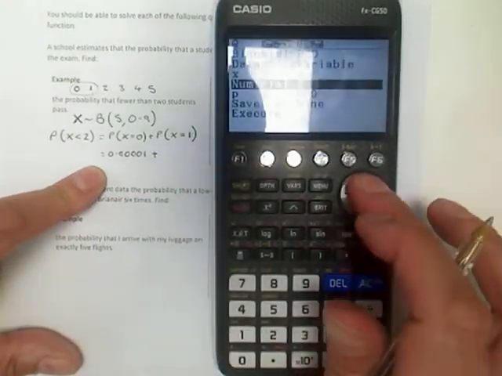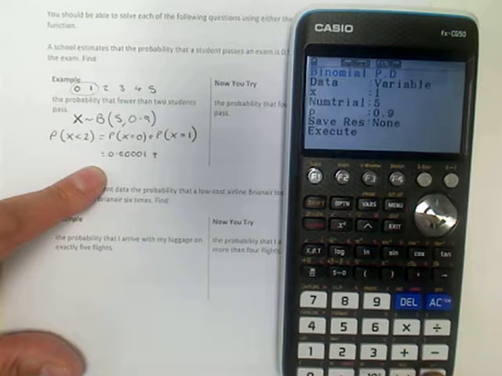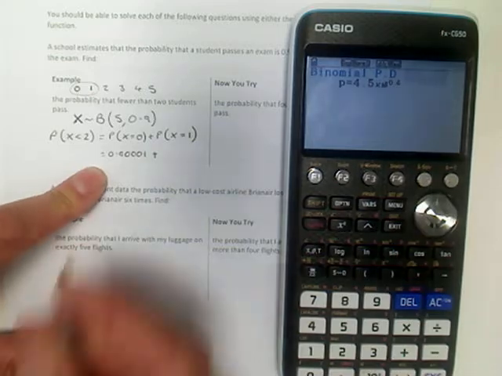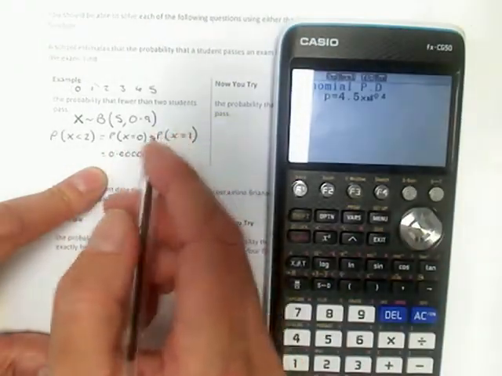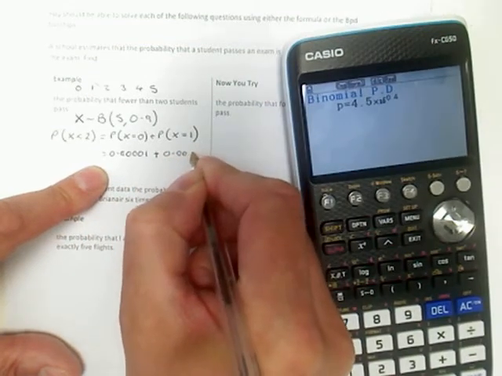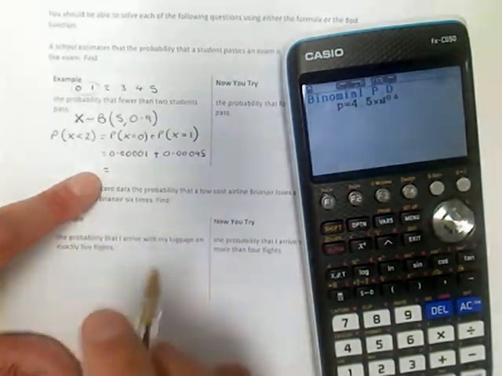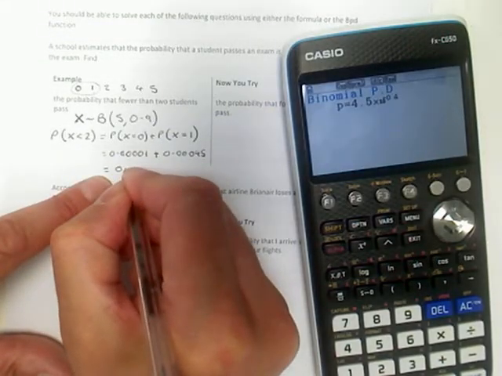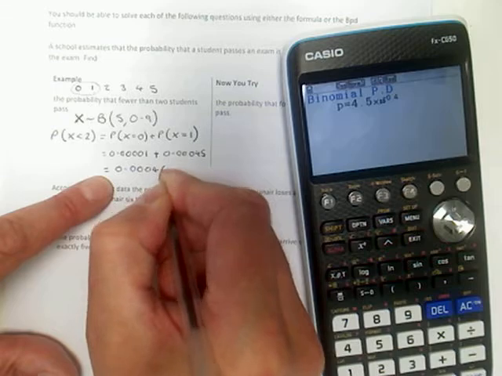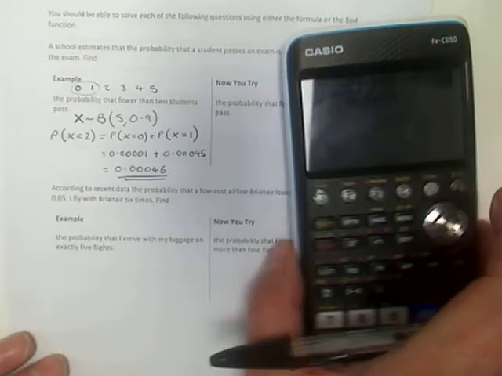I then want to work out the probability of X being equal to 1. So all I need to change there is the X value. The number of trials and the probability are the same. And I've got 4.5 times 10 to the power of minus 4. So I've got 0.00045. And if I type those into a calculator and add them up, I get 0.00046. So that is my probability of less than 2 students passing. It is a very, very unlikely scenario.